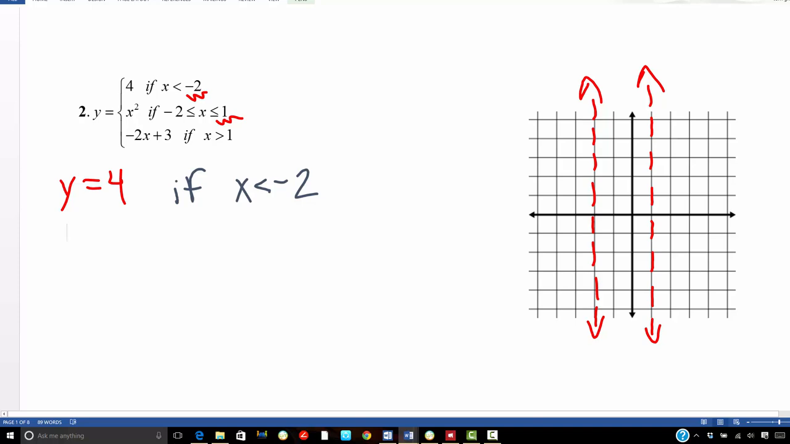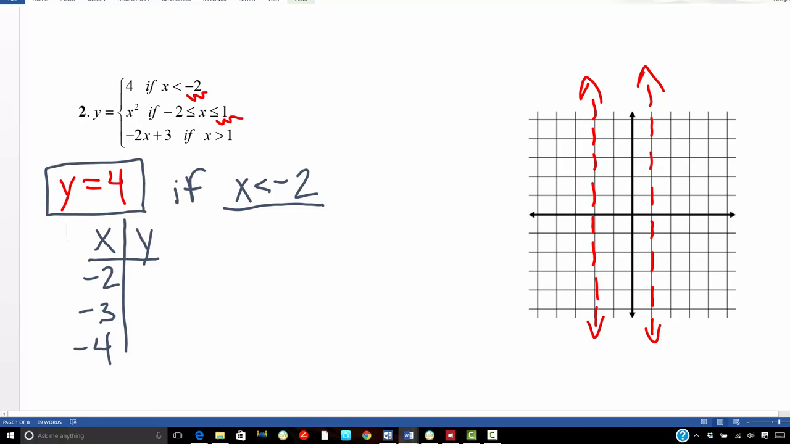Now we want to graph the first line, and the first line is the line y equals 4, but we only want the piece of that line where x is less than -2. So that means for our t-chart for this problem, we only want x values at -2 and smaller. So that means we want to pick values such as -2, -3, and -4. We've looked at this line a lot. For the line y equals 4, it doesn't matter what x is, y is always equal to 4.